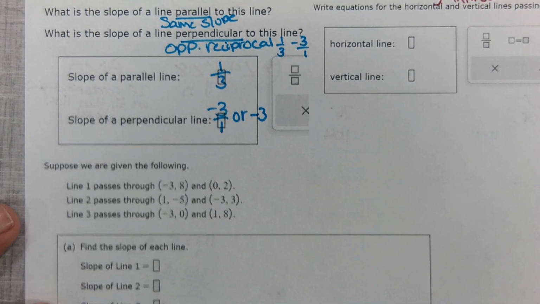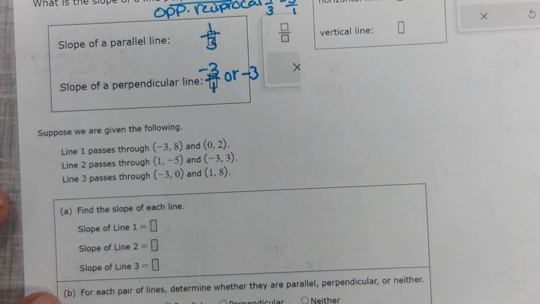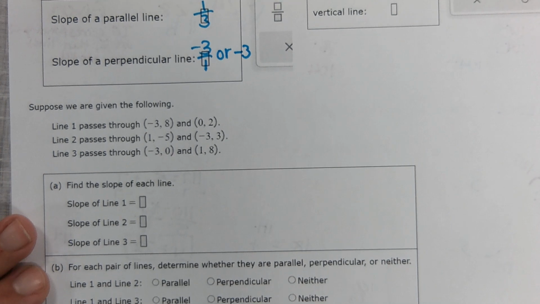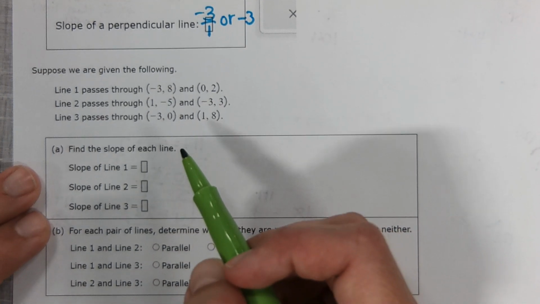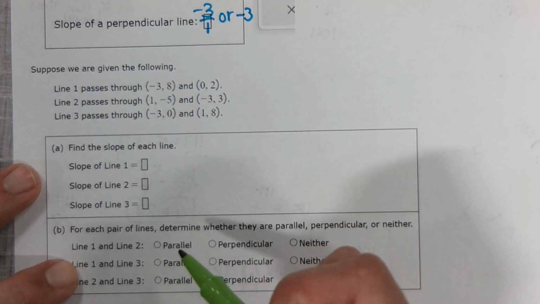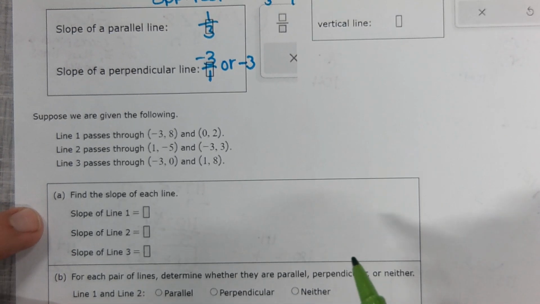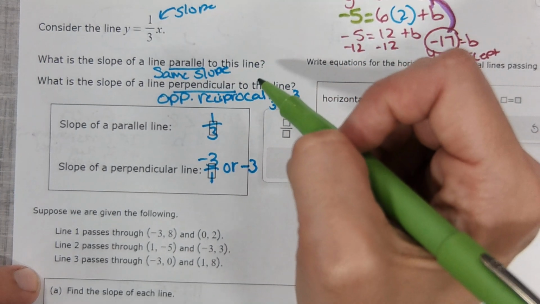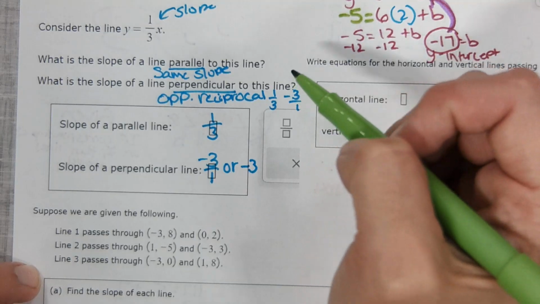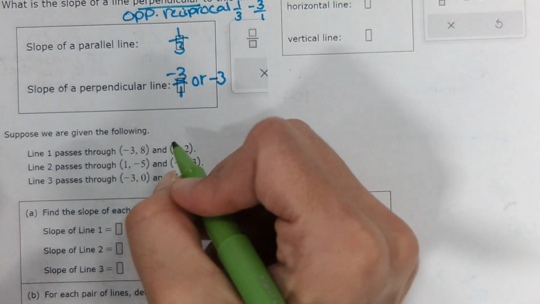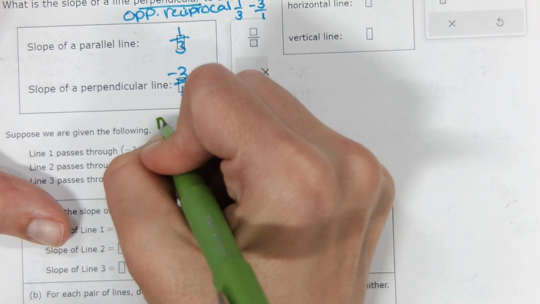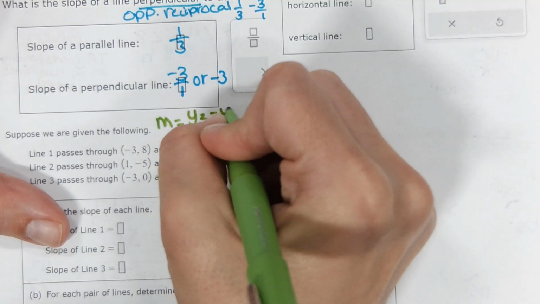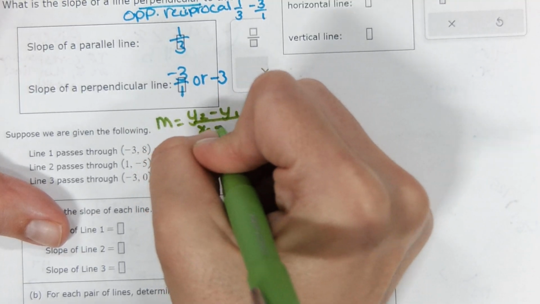Okay, then continuing with that concept for the next one, it says, suppose we're given the following coordinates right here. Find the slope of each line and then determine whether they're parallel, perpendicular, or neither. So once we find the slope, we can compare them. Remember, parallel lines have the same slope, and perpendicular lines have opposite reciprocal slopes. So to find the slope, we need to use the slope equation, which is y2 minus y1 over x2 minus x1.